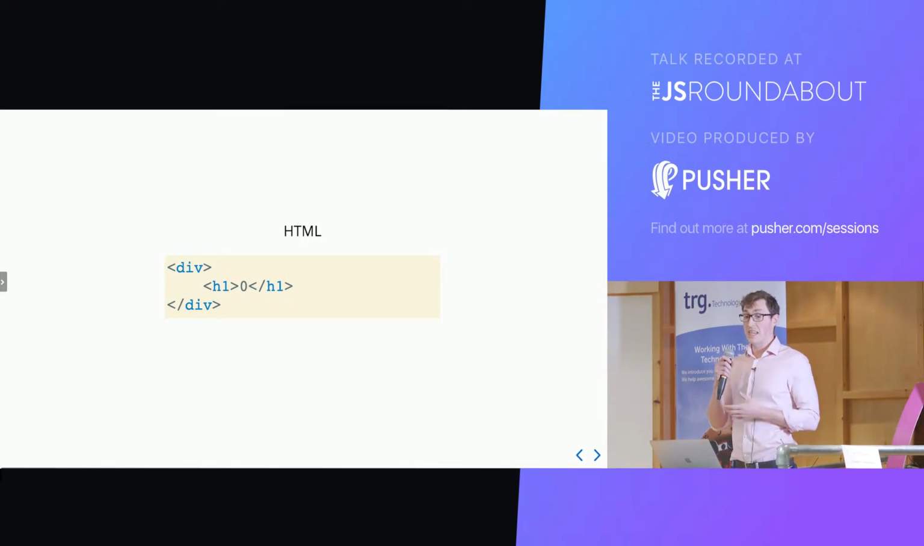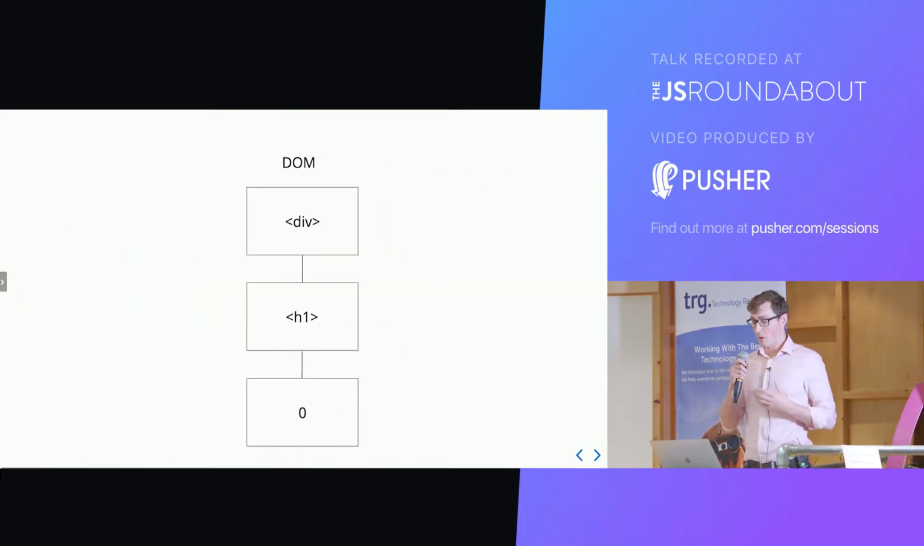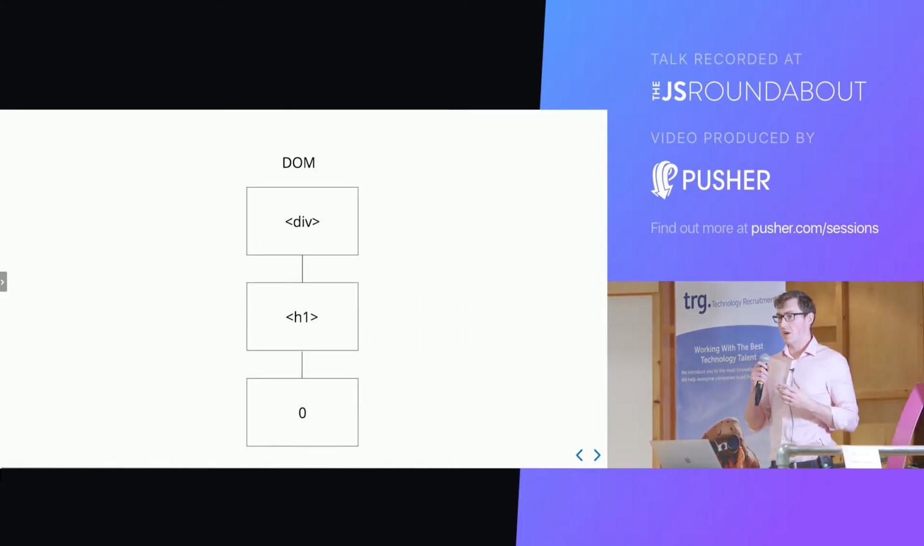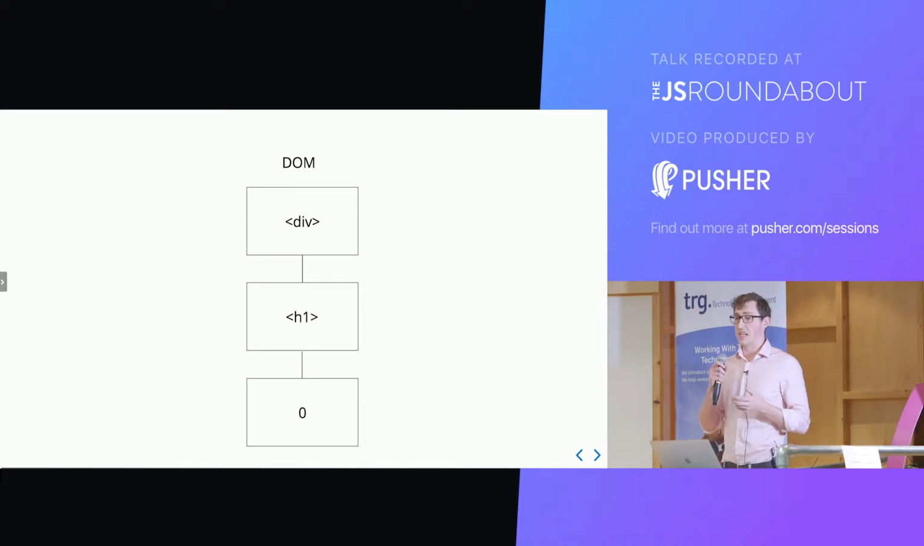So this is the HTML that our component earlier would generate. The DOM uses a tree data structure, so it would take that HTML and then render this tree of data, where you have the parent div node and then a child h1 node, and in the DOM a text node is also a node, so you have the 0 being the child of the h1 node.